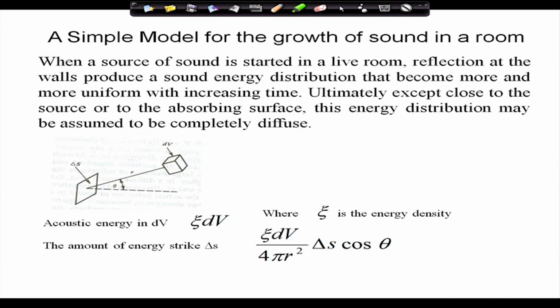So, how does the sound grow? A simple model for growth of sound in a room. Let us derive the mathematics of how the sound grows in that room. Let us consider an area which is called del S. When a source of sound is started in a live room, reflections at the wall produce a sound energy distribution that becomes more and more uniform with increasing time. So, I play a loudspeaker and wait for some time to let the sound settle down, which means it reaches the steady state. Ultimately, except close to the source or the absorbing surface, the energy distribution may be assumed to be completely diffuse, that means equal. The number of reflections at any point is equal.